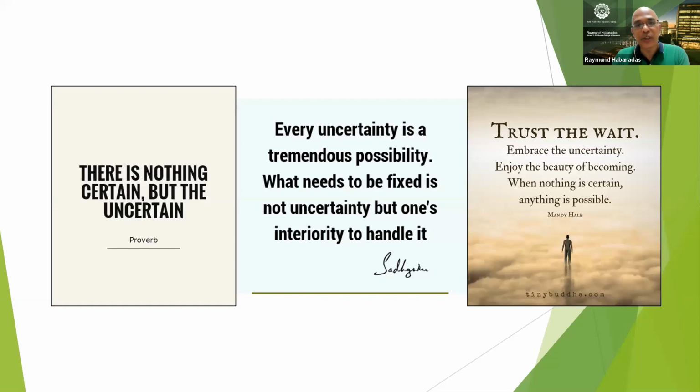So let me end this presentation by going back to the point that I was making about how we live in a VUCA world, a volatile, uncertain, complex, and ambiguous world. As a proverb tells us, there is nothing certain but the uncertain. So we must be comfortable with uncertainty, with change. Every uncertainty is a tremendous possibility if we look at it in a positive way. So what needs to be fixed is not uncertainty, but one's interiority to handle it. How do we see things? And then trust the wait, embrace the uncertainty, enjoy the beauty of becoming.